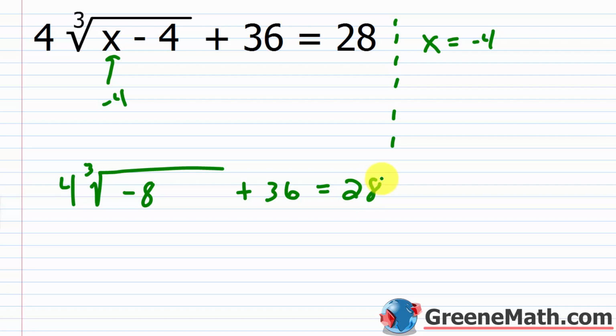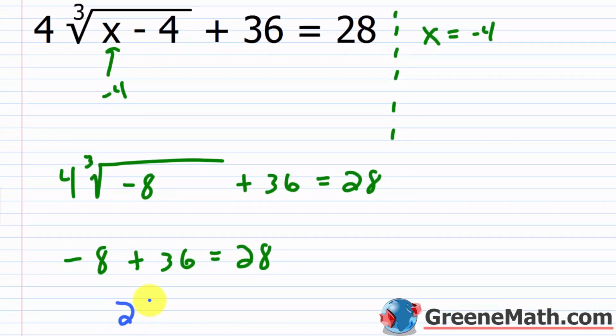So I can say I'd have 4 times negative 2, which would be negative 8, plus 36 equals 28. And this is a true statement. Negative 8 plus 36 is 28. So you get that 28 is equal to 28. So I can go up here and say that x equals negative 4 is the correct solution.